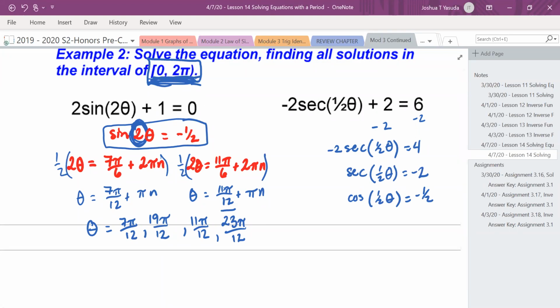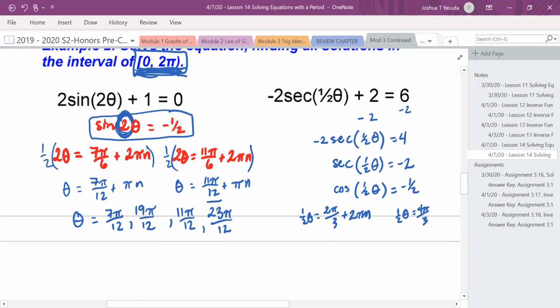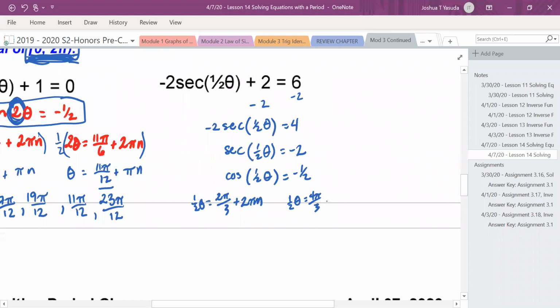And now we got to figure out where cosine's -1/2. Been a minute, guys. I've been keeping up on my trig tables. Here I go. I got it. Quadrant 2 and 3. 1/2 theta. Do you agree? 2 pi thirds? Yay or nay? Yay. Plus 2 pi n. And then 1/2 theta, I think, 4 pi thirds? Yes. Plus 2 pi n.